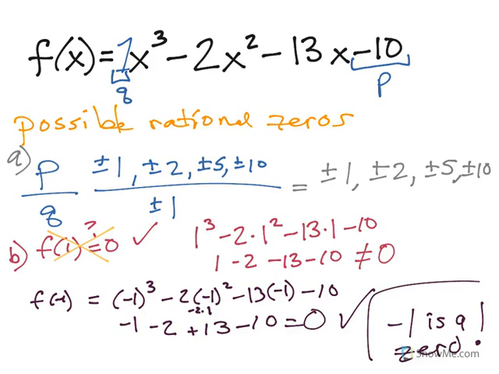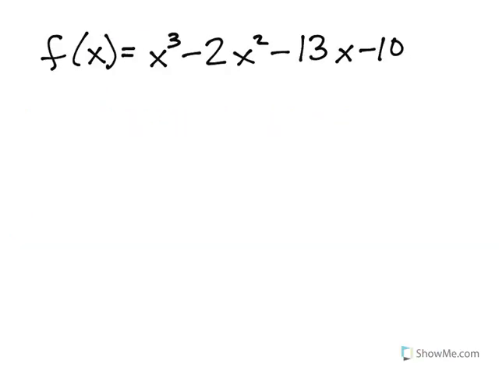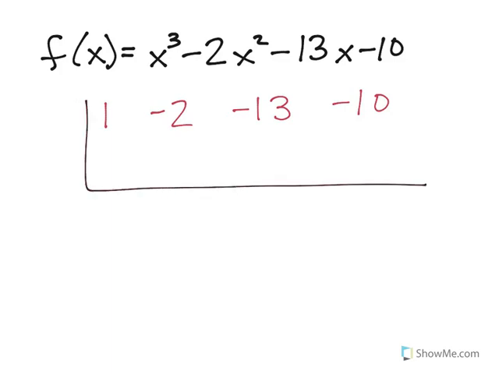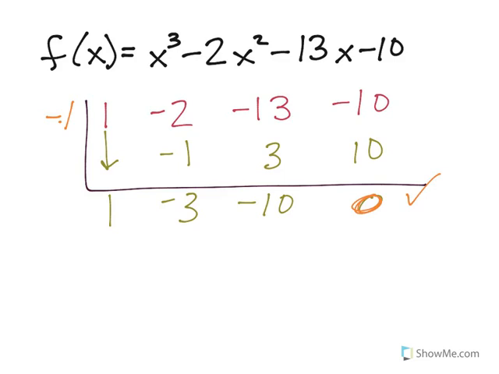Basically, we're factoring out that x plus 1. So to do synthetic division, we take down the coefficients of our polynomial function. So 1 for x cubed, negative 2 for x squared, negative 13 for x, and negative 10. And we know that negative 1 is a 0, so our k value on the outside is negative 1 because we know it works. So when I do my synthetic division, I bring down my 1. I multiply on the outside. I add on the inside. Multiply on the outside, add on the inside. Multiply and add. And we know that this has to be 0 because we know negative 1 works.